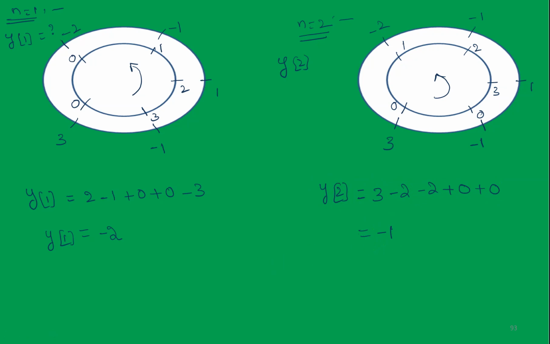Now coming to the n equal to 3 value, that means y of 3. Here fix the values.